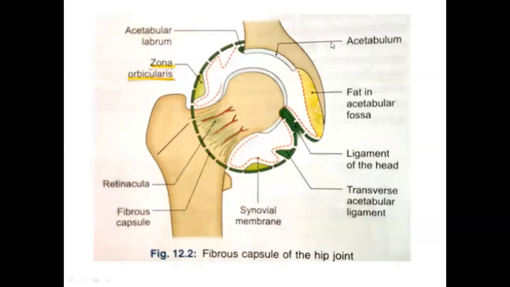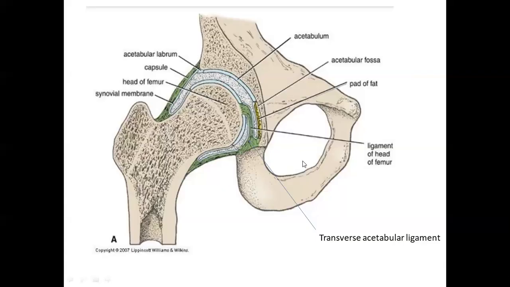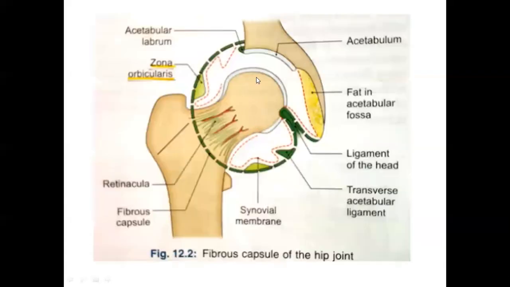This is a diagram that has been taken from your BD Chaurasia, and it's showing the same thing. So you can see here the head of femur, the acetabular labrum, the fat of the acetabular fossa. This is the ligament of head of femur. This is the transverse acetabular ligament. The whole of this is the capsule.